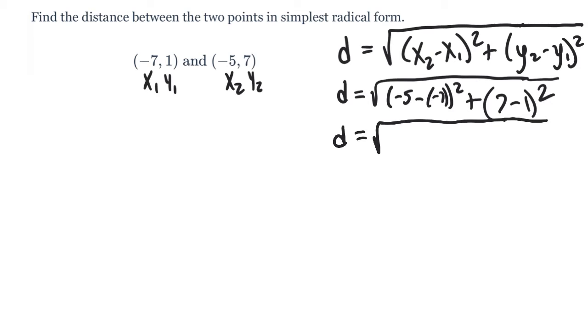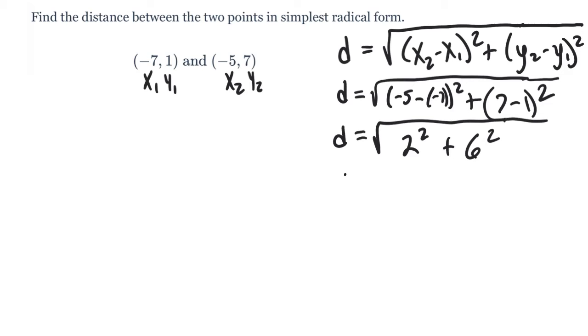So I have -5 minus the -7. Well, -5 minus the -7 is the same as saying -5 plus 7. It's going to give me a +2. Got to bring down my squared. And then I have 7 minus 1. I brought down my plus sign already. 7 minus 1 is 6. That's also going to be squared.